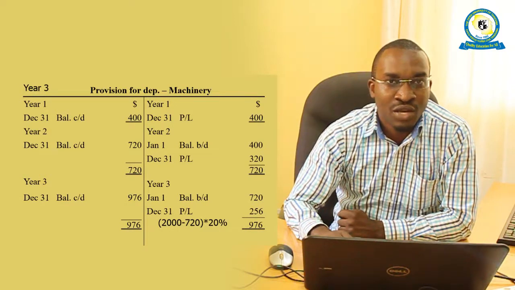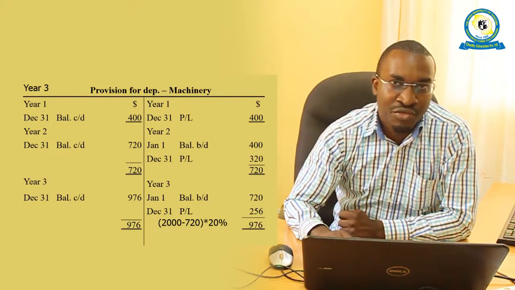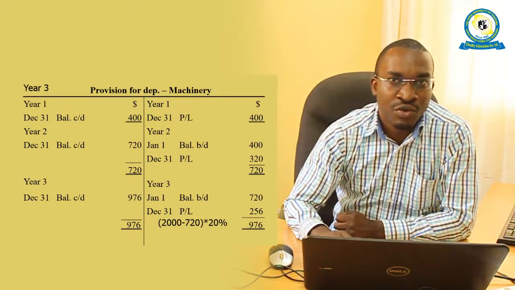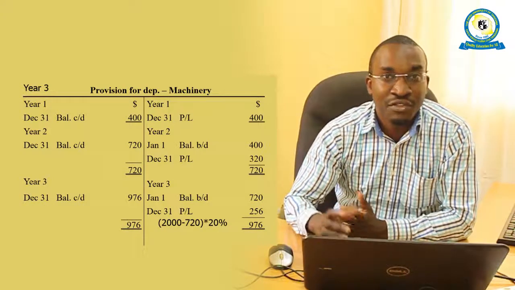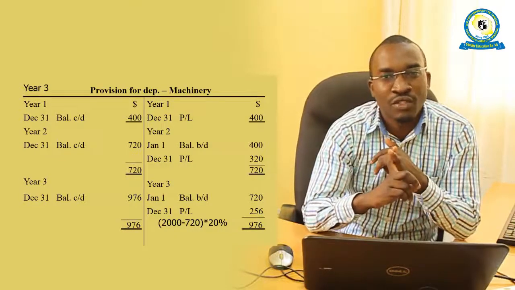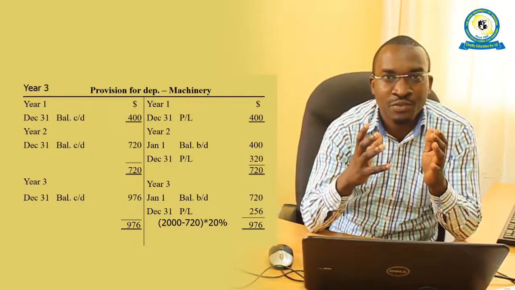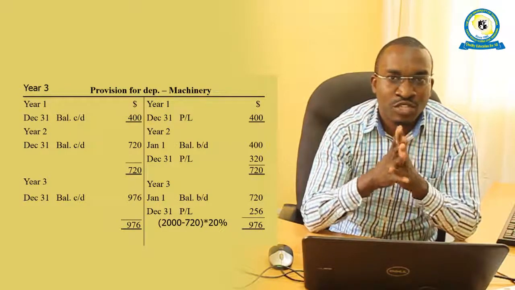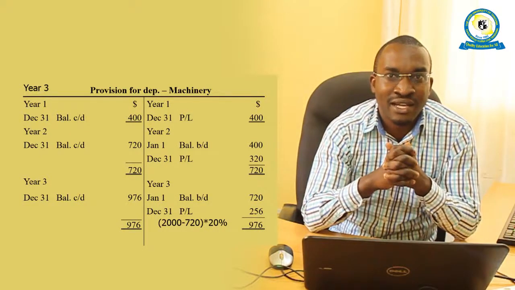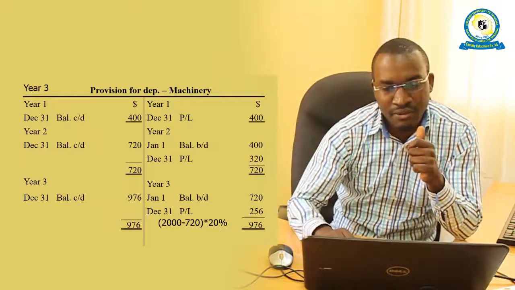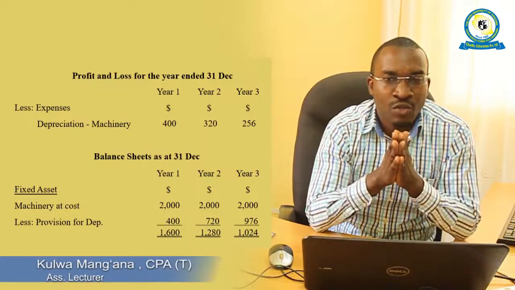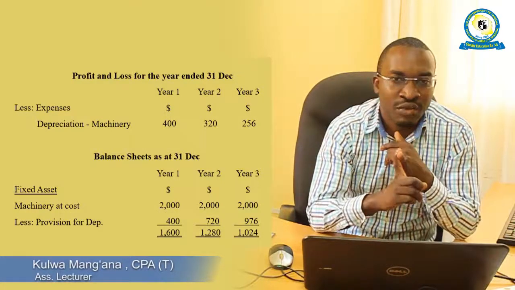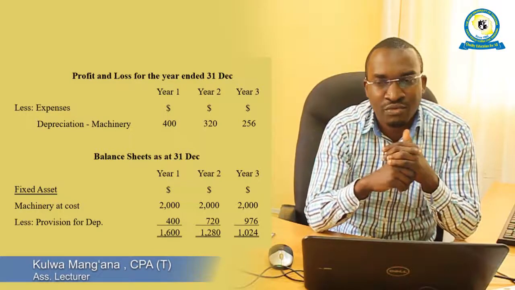Now again, for the third year, this is how it's going to look. You're going to have a depreciation charge of 400 for the first year, 320 for the second year. You add 400 of the first year and you get 720. You're going to account for it for the second year, but again for the third year, you're going to take the cost of an asset, which is 2,000, you minus the accumulated depreciation of 720, the difference you times 20%. You're going to get 976. Okay, so basically, in a simple way, that is how we are going to account for depreciation by using the straight line method and the reducing balance method.